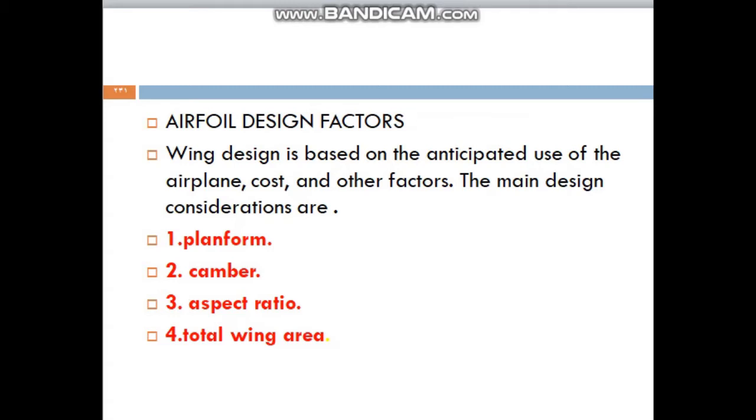Today our video will talk about the airfoil design factors, and we will talk about the second force of flight. The airfoil design factors. Wing design is based on the anticipated use of the airplane, cost, and other factors. The main design considerations are plane form, camber, aspect ratio, and the total wing area. We will talk about each one individually, and we will start with the plane form.